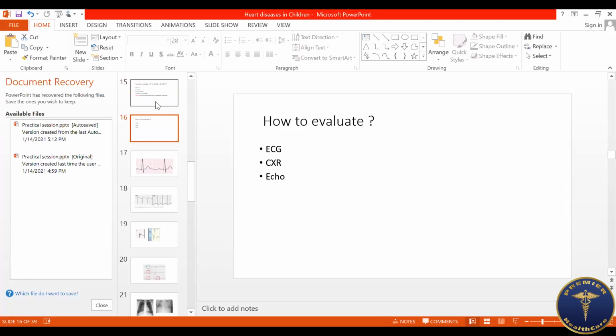ECG, chest X-ray and echo, right? We are not going to have a detailed discussion of ECG. Your medicine teachers will do that, because for medicine, ECG is a big topic, but pediatrics will have to know some selective things related to ECG. Now, before talking about abnormal ECGs, we'll look at this.